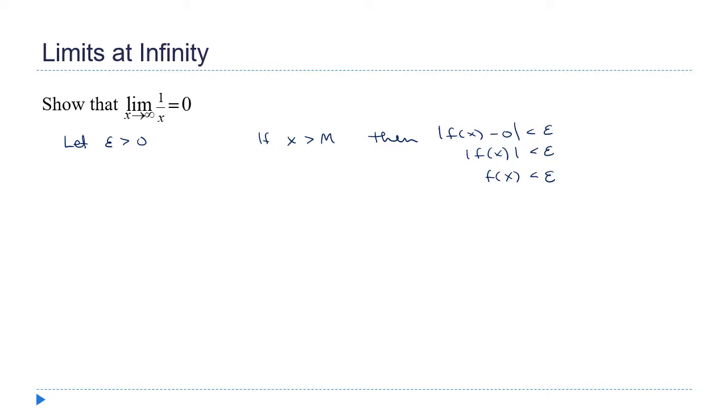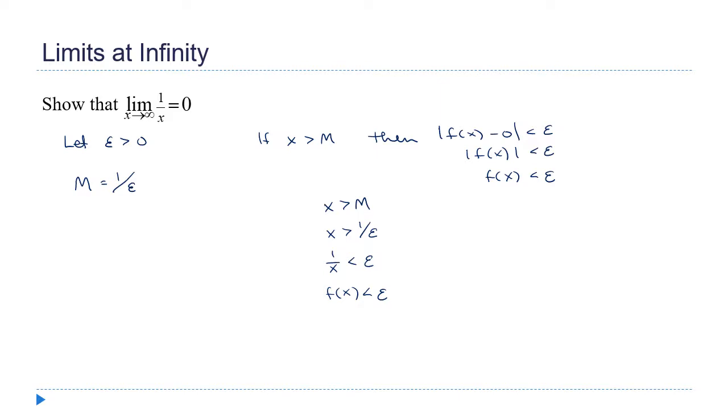All right, and here's what I'm going to do. I'm going to say let m equal 1 over your epsilon. Right? If that's true, then when x is greater than m, that's the same as x is greater than 1 over epsilon. And now I'm going to flip both sides over. This is 1 over x is less than epsilon. But 1 over x, that's f of x. So f of x is less than epsilon, and that's what I needed to show. So 0 is the limit as x approaches infinity of 1 over x.